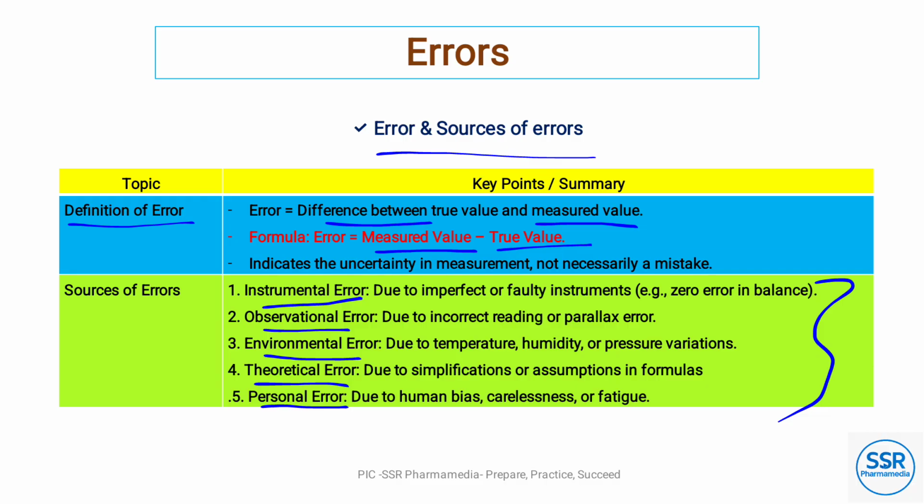So what is instrumental error? It occurs due to faulty instruments. Observational error is due to incorrect observation or incorrect readings. Environmental error is due to temperature, humidity and pressure variations. Theoretical error is due to simplifications and assumptions in the formula. So when we use a wrong formula, that is theoretical error. Personal error is the human error, so carelessness, human bias and sometimes fatigue.